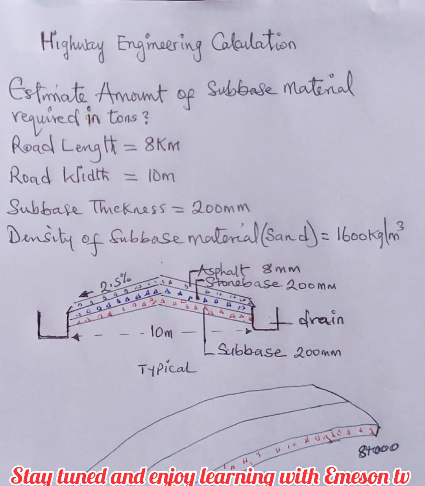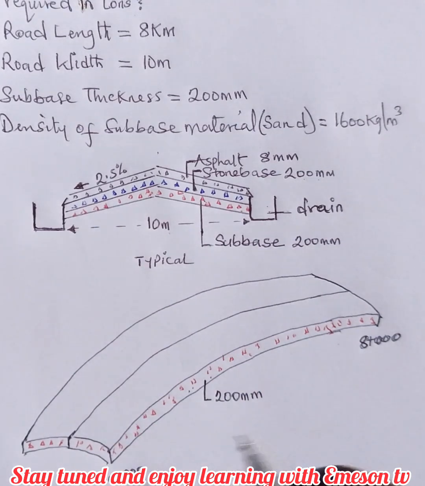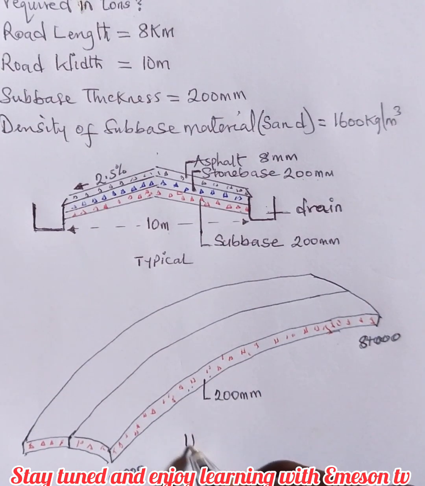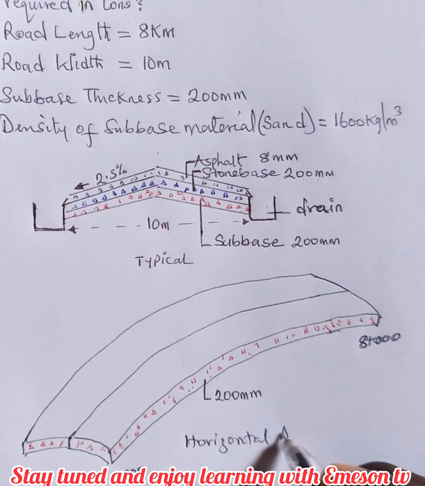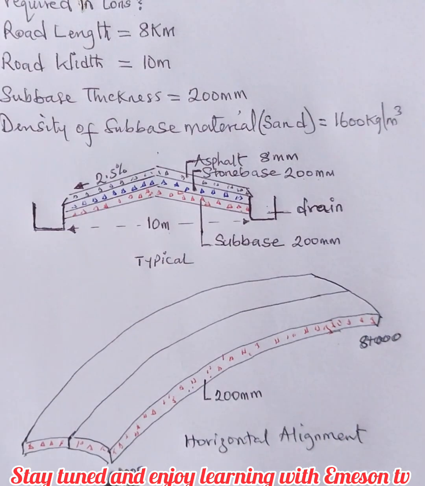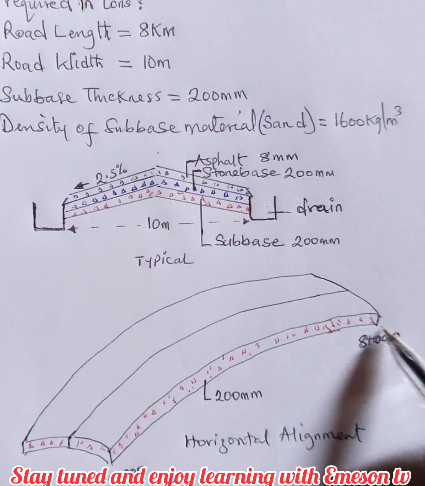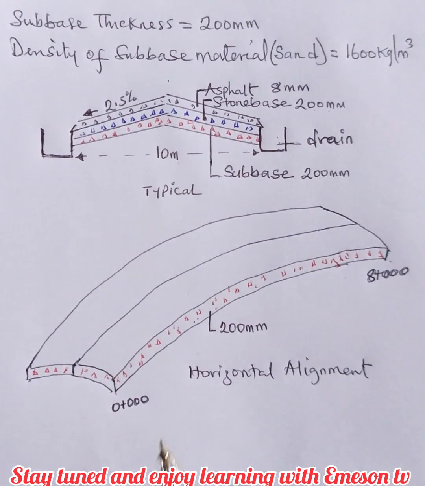It's a gentle slope. So if you look at this other diagram, it looks like the horizontal alignment. Let's call this the horizontal alignment. It shows us from the beginning of the road, from 0 to the 8 kilometers. So this thickness you're seeing is the sub-base thickness. Alright, let us see how we can estimate the amount of sub-base material needed for this road.